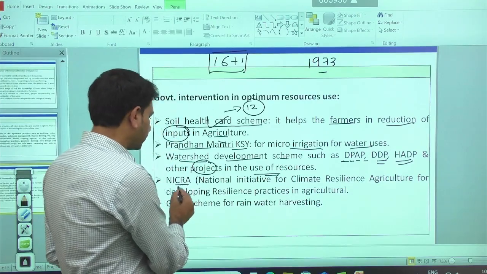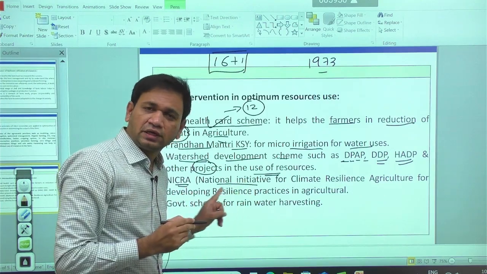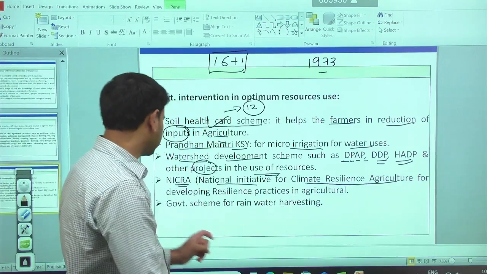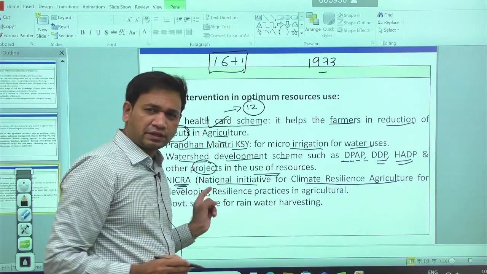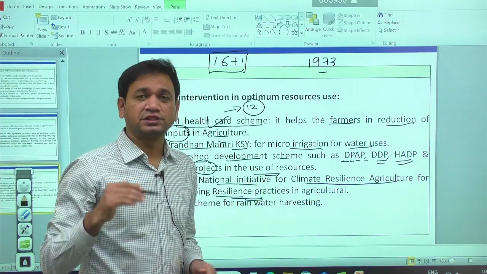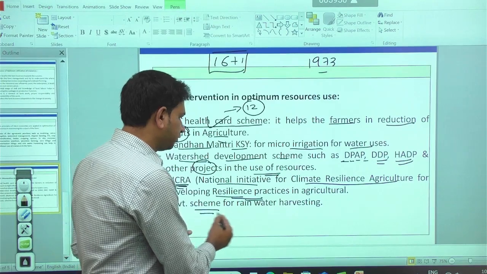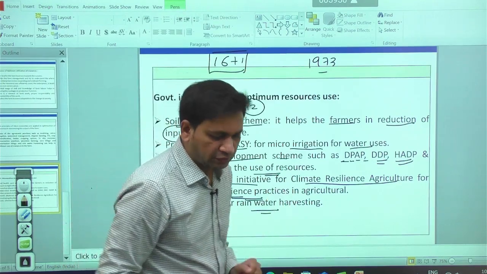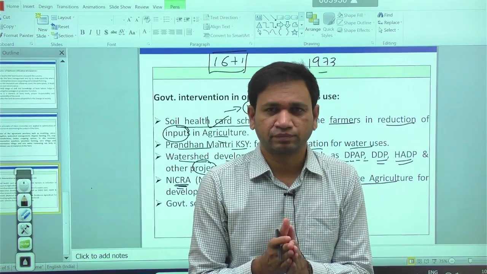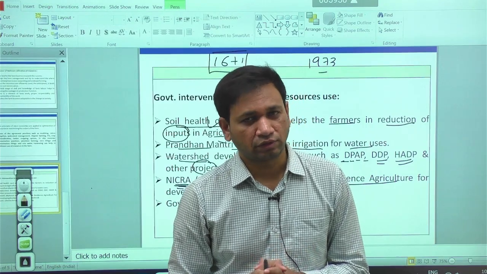Then apart from that, we have the role of NICRA, that is, the National Initiative on Climate Resilient Agriculture. Presently we have NICRA at Hyderabad for developing resilient practices for changing climatic conditions. Then we have the government scheme for rainwater harvesting. In order to promote rainwater harvesting, both state and central governments give some subsidy to the beneficiary. According to that, conservation of rainwater and utilization of the water is possible.